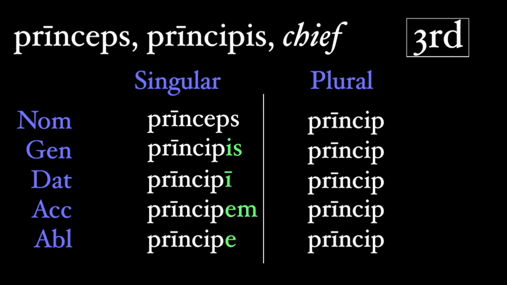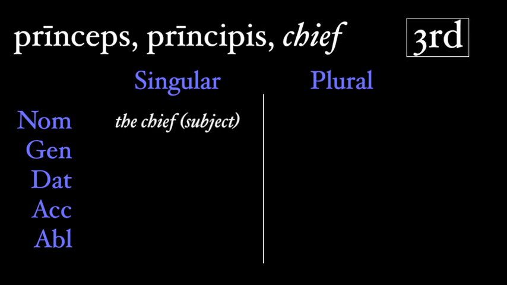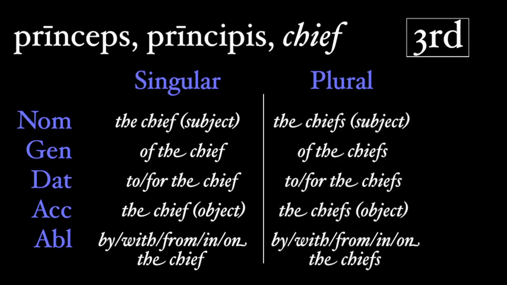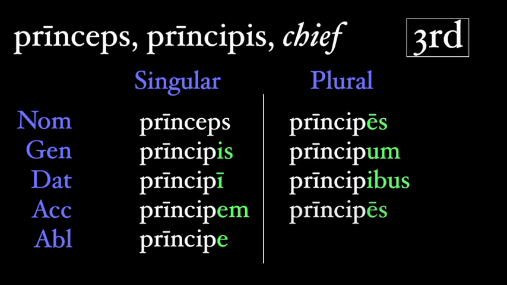Then -is, -i, -em, -e, and in the plural, -es, -ium, -ibus, -es, -ibus. Now that we have the full declension, it helps to add translations. The chief, or a chief, since Latin doesn't differentiate between the chief, a chief, or even just chief. Of the chief, to or for the chief as the object of a verb, and the ablative by, with, from, in, on the chief. The plurals go likewise.